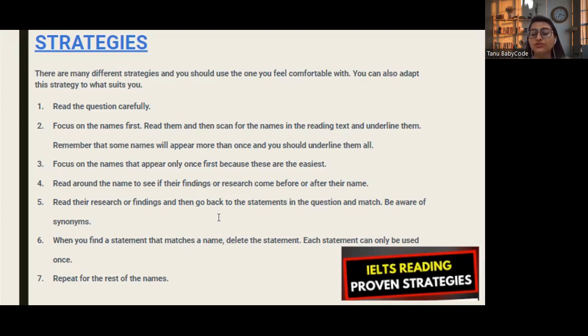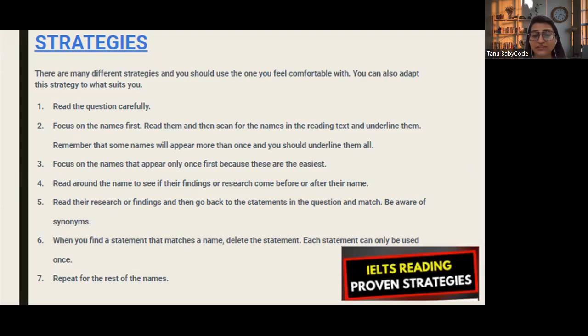But make sure you are aware of synonyms. You have to look for the meaning of your statement. Keywords are only to locate the answer, but not for concluding the correct answer. When you find a statement that matches the name, delete that statement. Each statement can be used only once. Okay. So finalize this statement, and repeat for the rest of the names. Now you can go back to the second name and then find the answer for that statement.